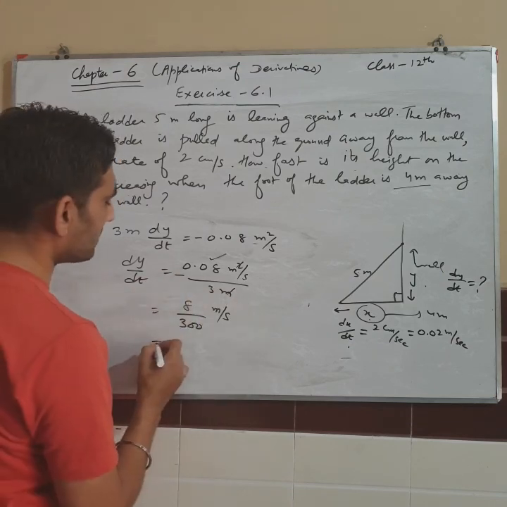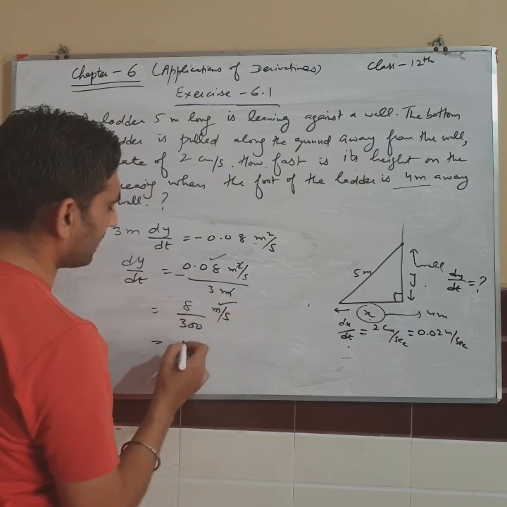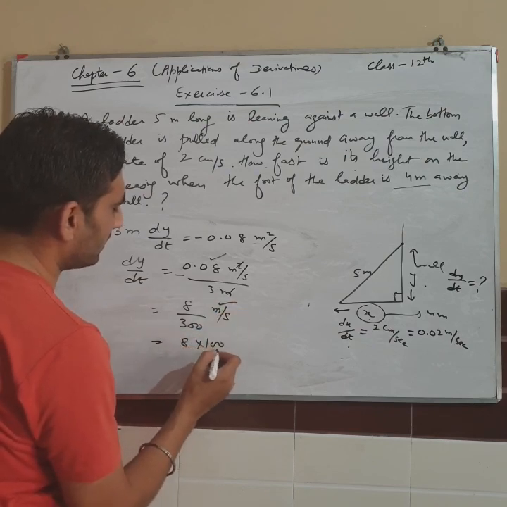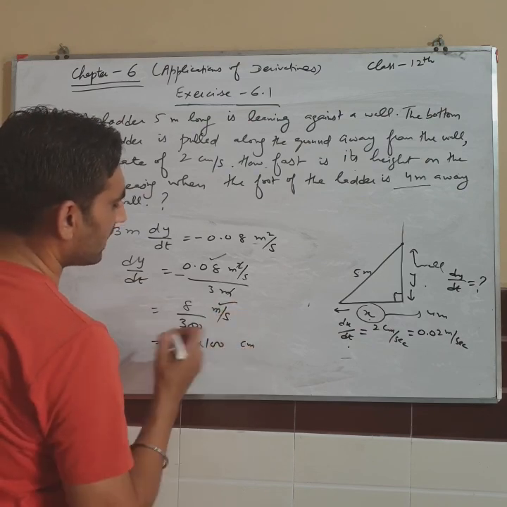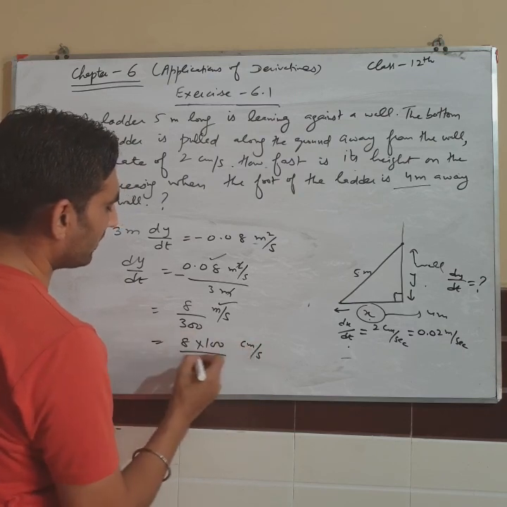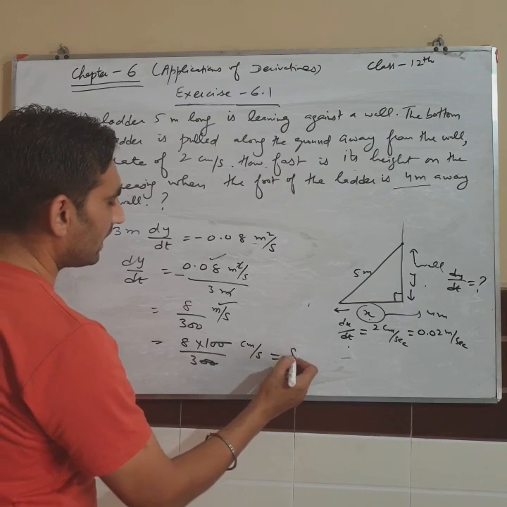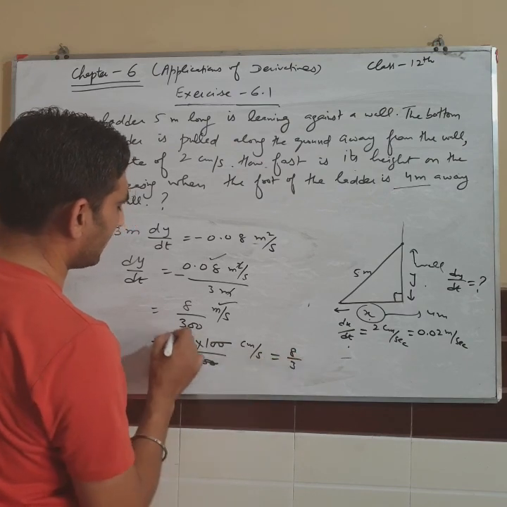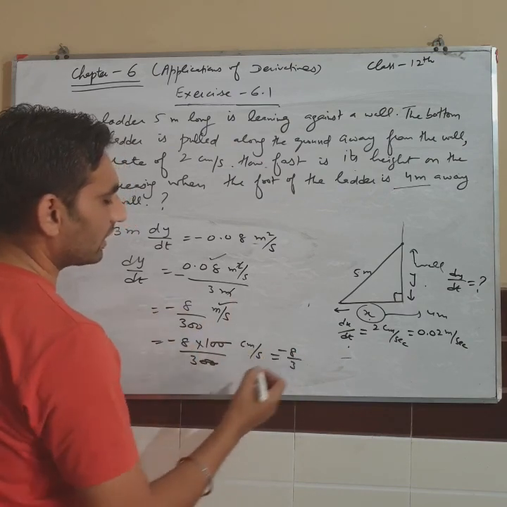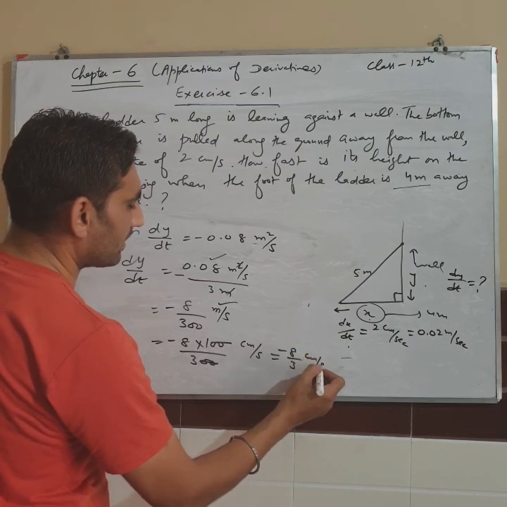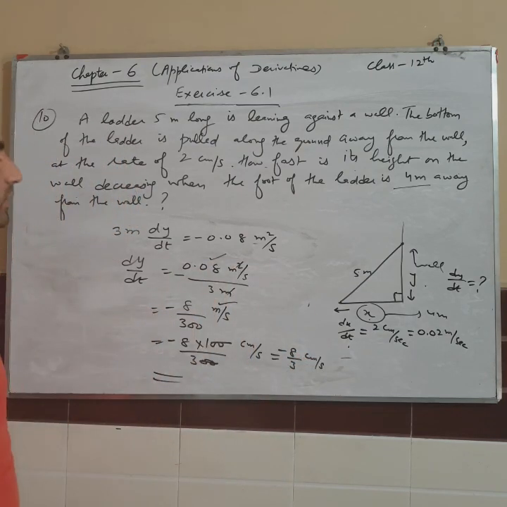We will convert this from meters per second, meters into centimeters. 8 into 100, it will be in centimeters per second over 300. We can cancel 0, and you will have in the end 8 over 3 with the negative sign before all these, in centimeters per second. So this was our question number 10.